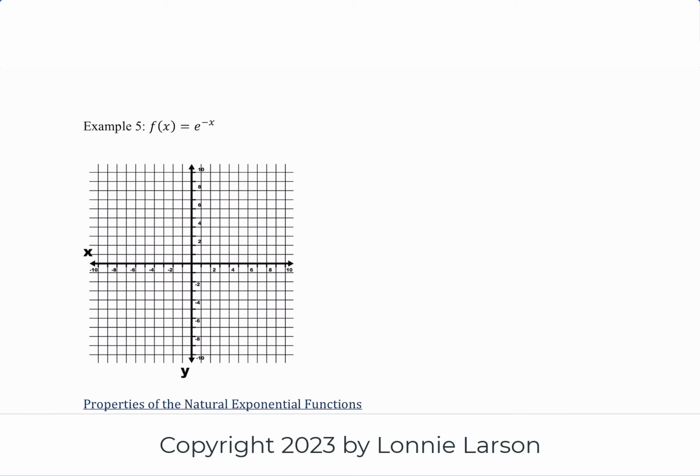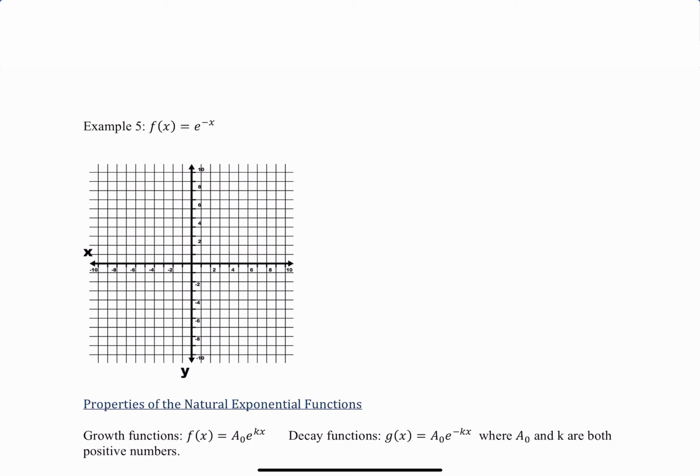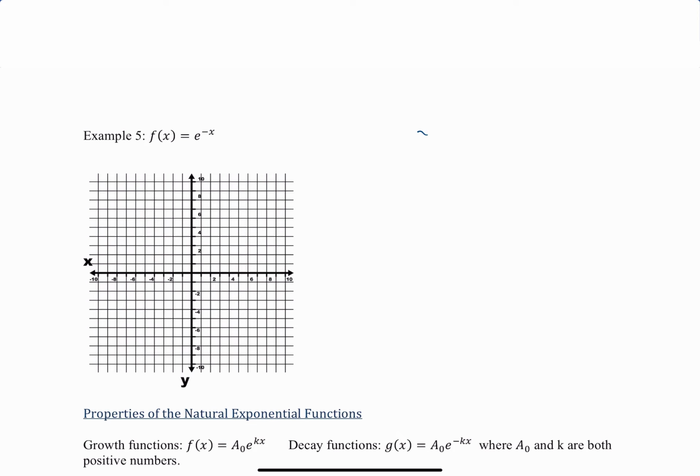Let's look at one more natural exponential graph, and then we'll talk about properties of natural exponential functions. Looking at e to the minus x. Again, I'm going to make an xy table. And I guess let's use 2, 1, 0, -1, and -2 for x.